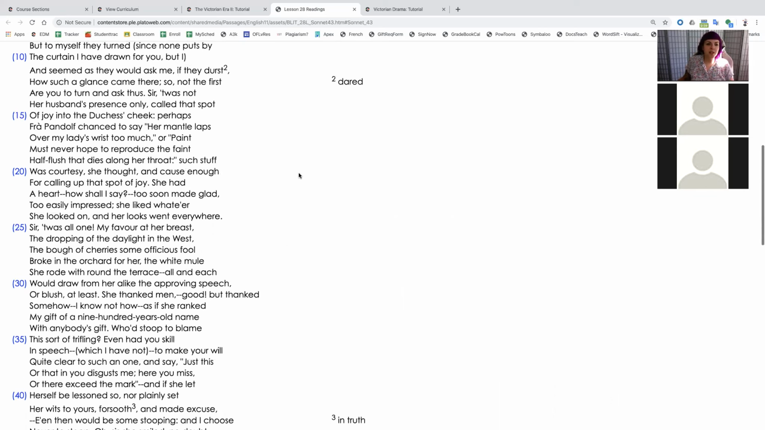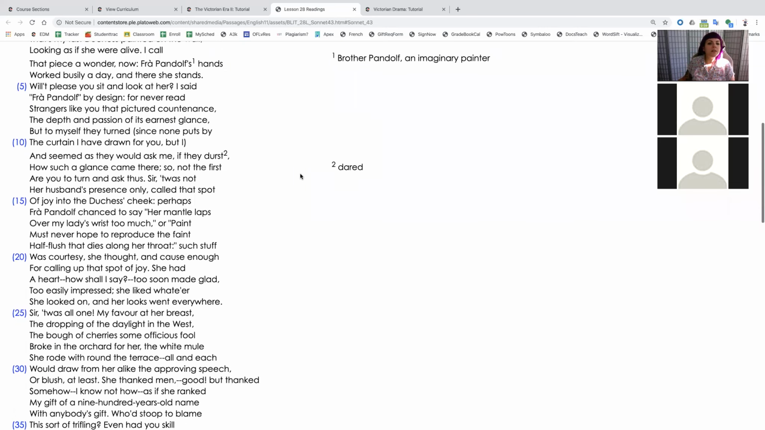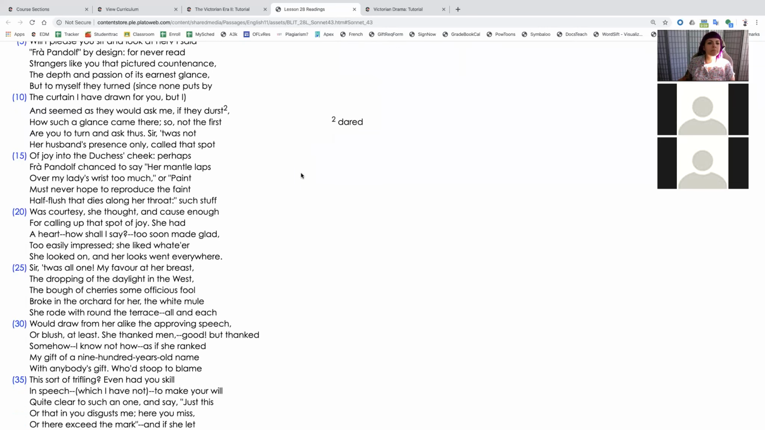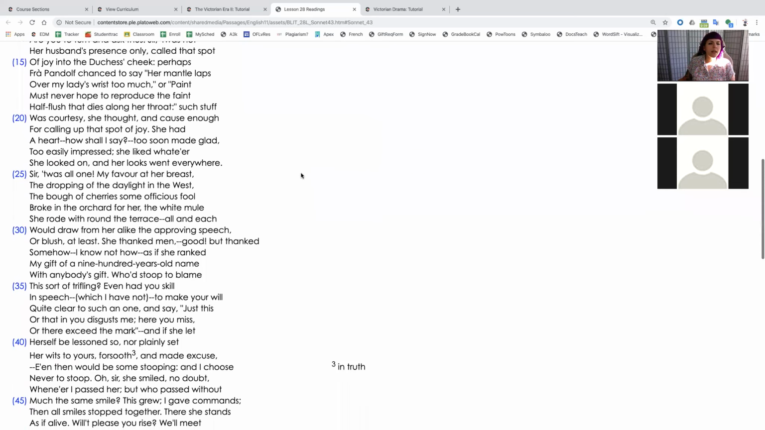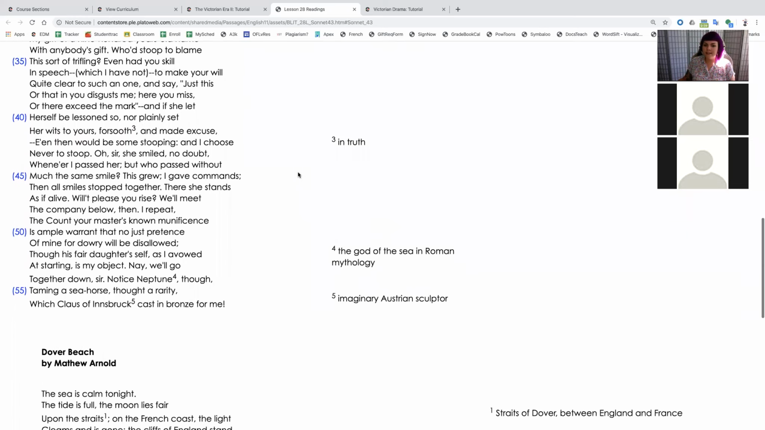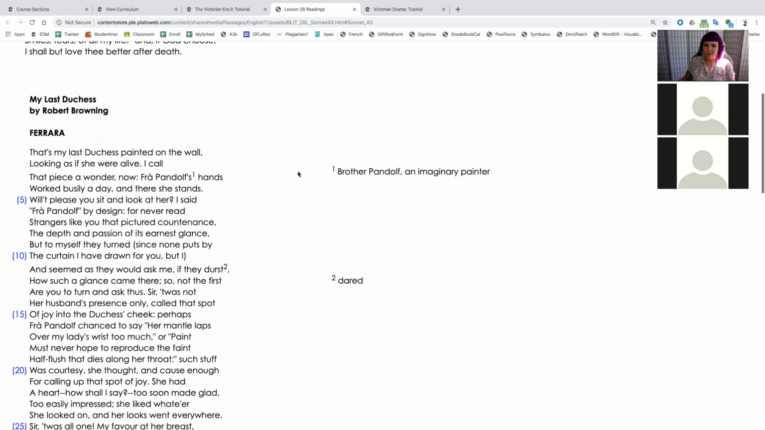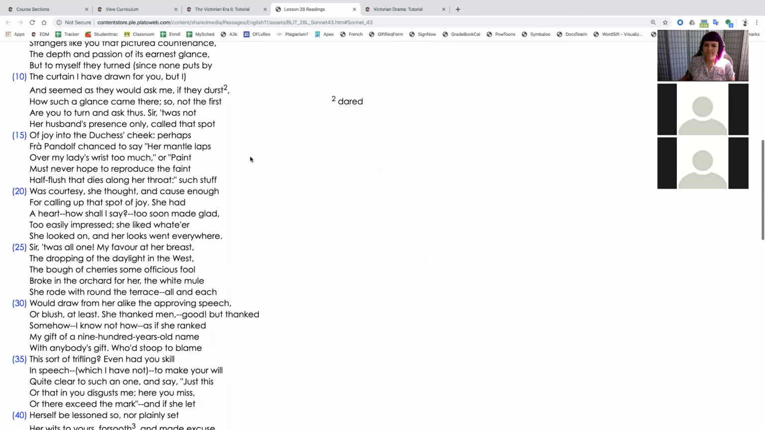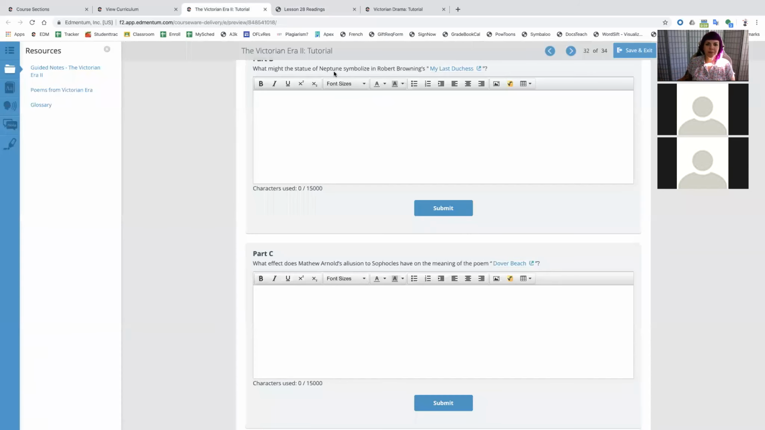This is one of those poems that I've always wondered, what is actually happening? If I am correct, I think it's about how she dies, but it's his fault. And that's why I like the statue of Neptune, because Neptune, being the god of the sea, has a lot to do with that.